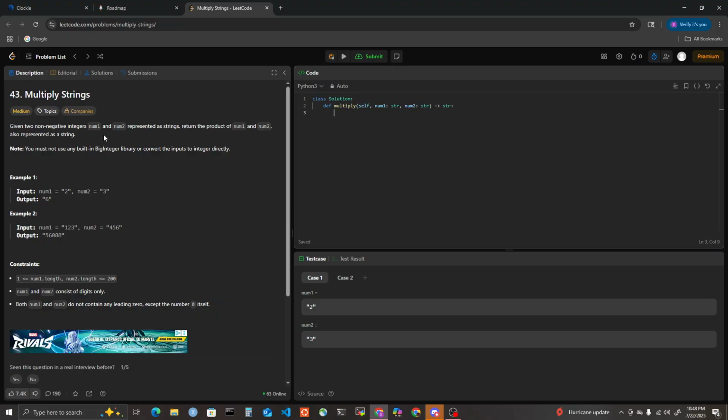So, let's look at this problem. 43, Multiply Strings. Given two non-negative integers, num1 and num2, represented as strings, return the product of num1 and num2, also represented as a string. You must not use any built-in big integer libraries or convert the inputs to integers directly.